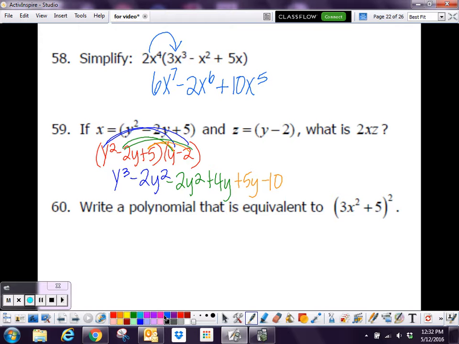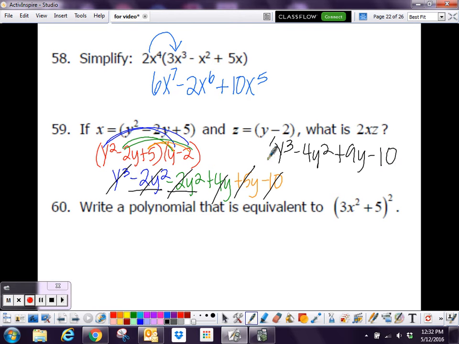Now I'm going to combine my like terms. This is my only y cubed, so I have y cubed. I have a negative 2y squared minus 2y squared. That's not 0. That's negative 2 minus 2. That's negative 4y squared. And then I have 4y and a 5y. That's 9y. And then I have minus 10.